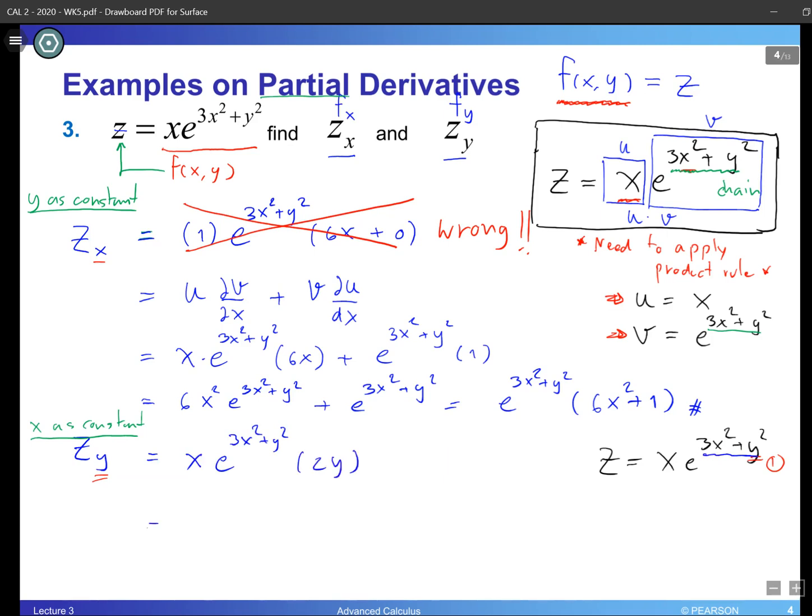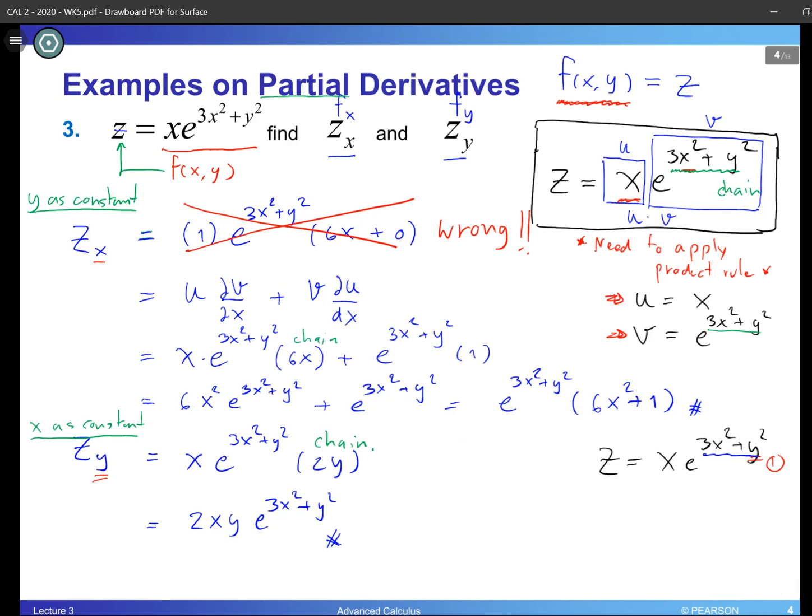Now let's put everything together. We have this 2xy exponential of 3x squared plus y squared. By the way, let me make a comment right here that 2y here comes from chain, and also 6x here comes from chain. So we have this final answer for z with respect to y.